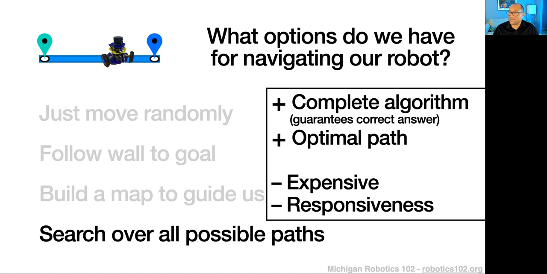not just expensive in terms of the amount of computation that's used, but you need a full SLAM map and full observation of your entire area, of your entire map. And then there's also responsiveness. If the map changes or your localization changes, you have to recompute everything. So it's hard to react in real time.